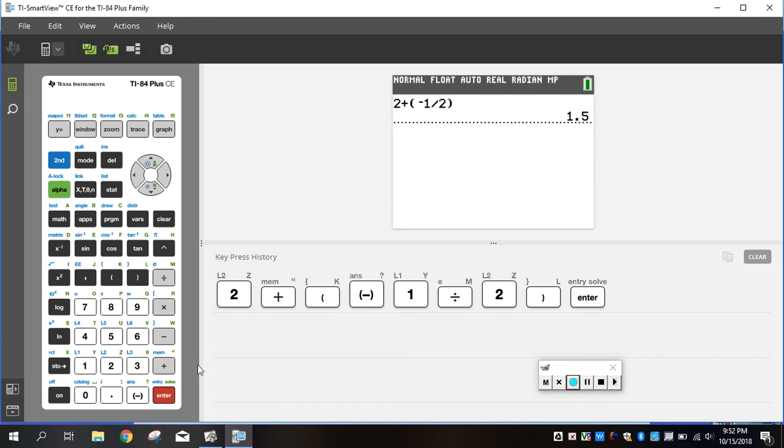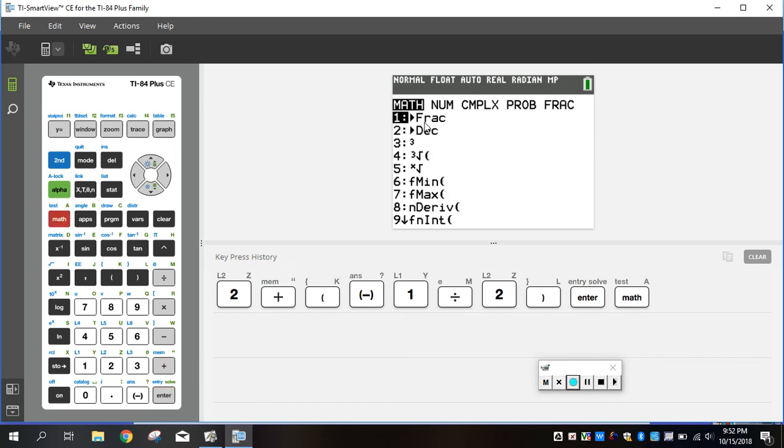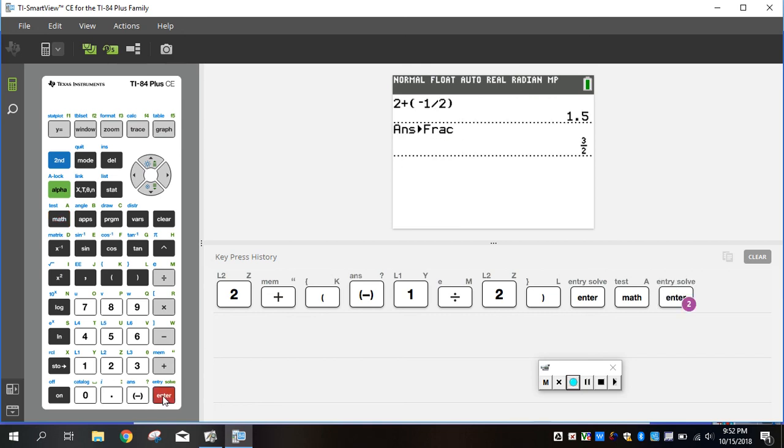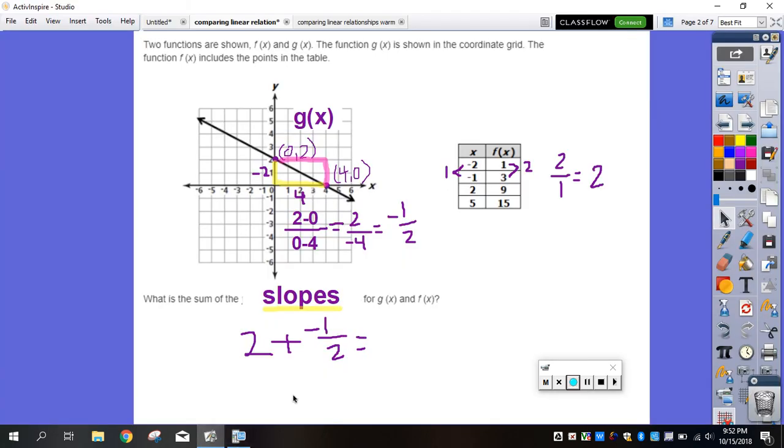Your calculator will give you the answer in decimal form. So to convert it to a fraction, you hit the math button. You want to convert to a fraction, which is option 1, so you press enter. Press enter again, it'll convert it to a fraction for you. So 2 plus negative 1/2 is 3 over 2. And that would be the sum of the slopes.